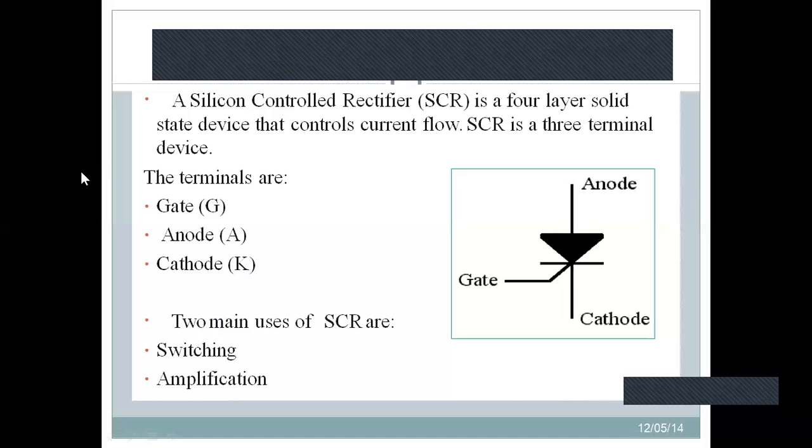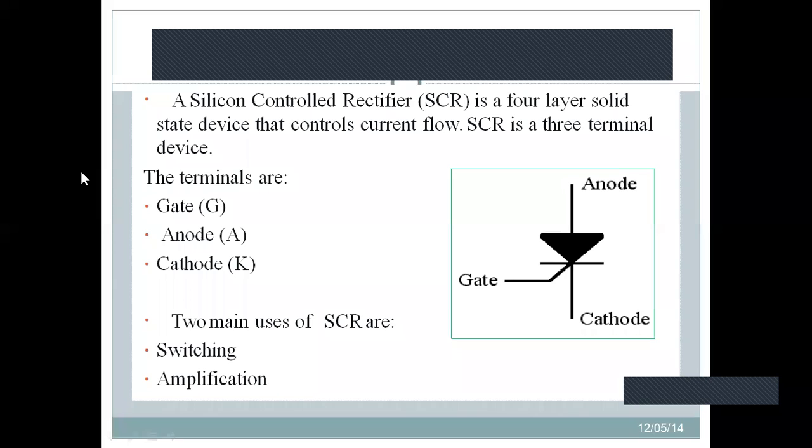How will this look? Just like your normal PN junction diode, this silicon rectifier also has the P material, the N material, and anode, cathode, and some additional terminal. So we will see how the silicon controlled rectifier is designed. What is basically a silicon rectifier? SCR is a 4-layer solid state device that controls the flow of current.